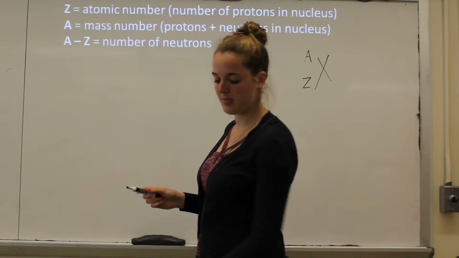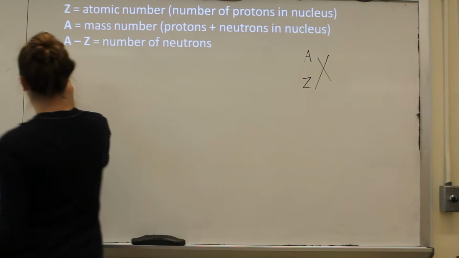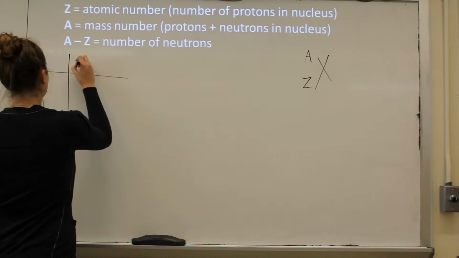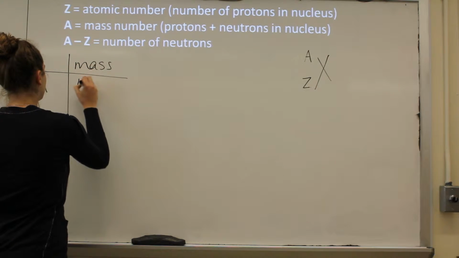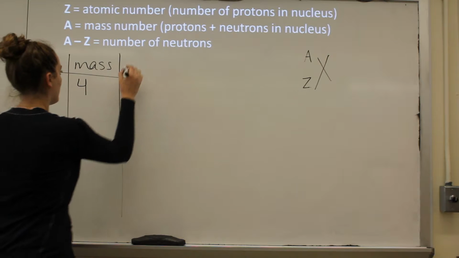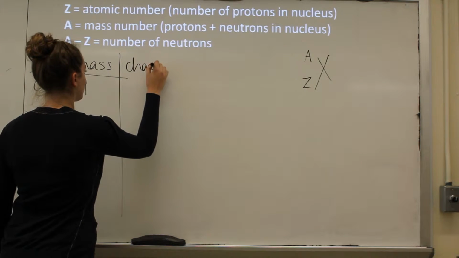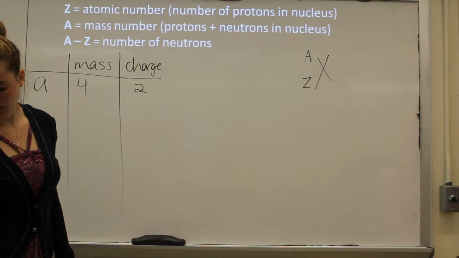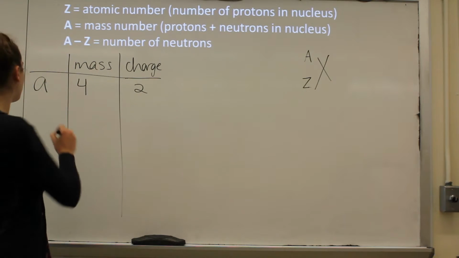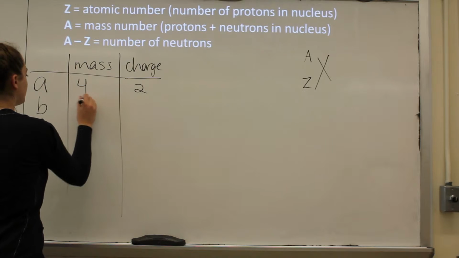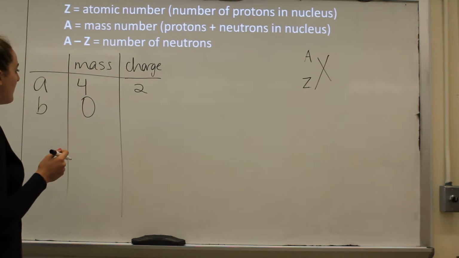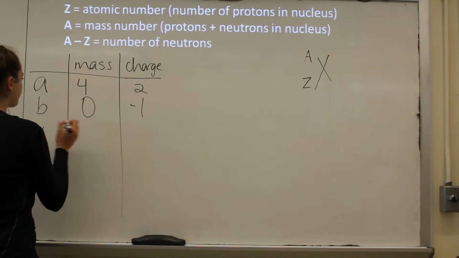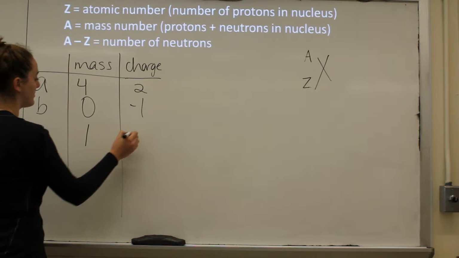The first type is called an alpha particle. It has a mass of 4 and a charge of 2. And then also the beta particle, mass of 0. It's so tiny, like an electron, it's almost negligible mass, and a charge of -1. And then finally, gamma has a mass of 1 and no charge.